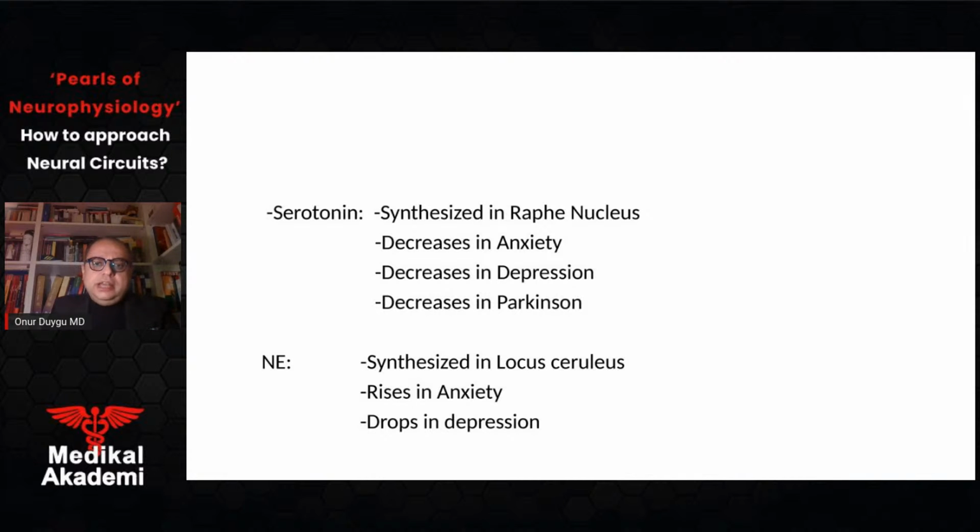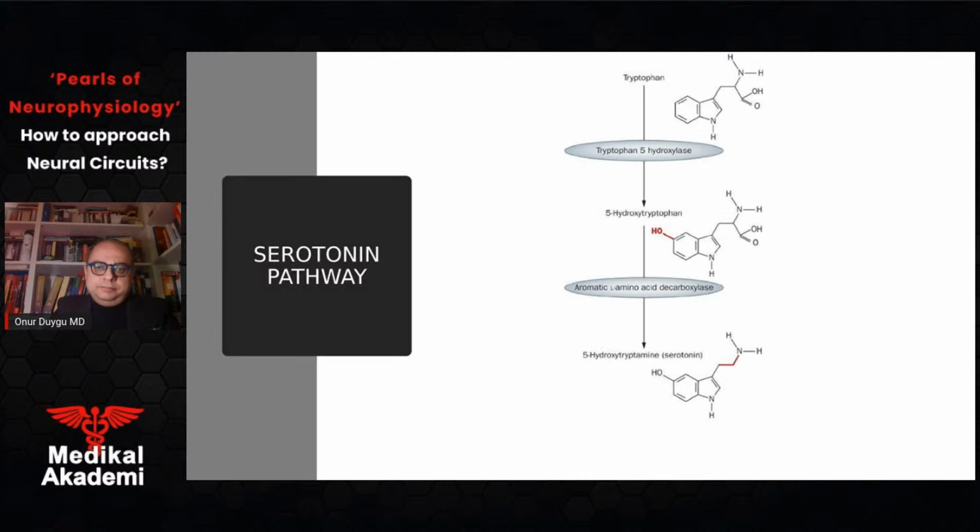How about norepinephrine? Norepinephrine is a kind of neurotransmitter, and it's synthesized in the locus coeruleus. It rises in anxiety, but unfortunately, it drops in levels in depression.